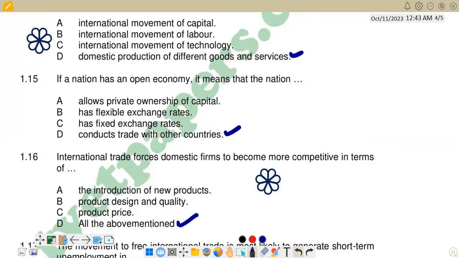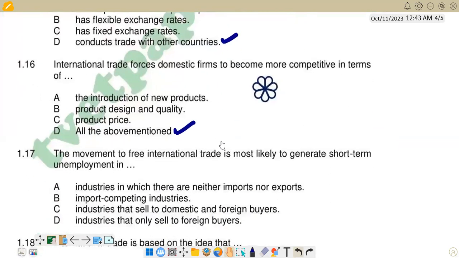Then we try to look at the next one. Right. The next question is saying the movement of free international trade is most likely to generate short-term unemployment, because when there is international trade, it means the domestic firms are going to face international competition. And when they face international competition, this might not work in a positive way for these domestic industries, because they are facing competition, sales are going to go down, even the competitiveness of their products might not stand the international competition. So that's the scenario that we have, and it might lead to short-term unemployment.